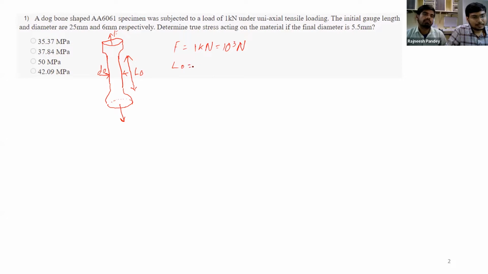L0 is 25 mm and D0 here is 6 mm. We have seen in the lectures that true stress and true strain are related to engineering stress and engineering strain by the relations sigma is equal to S into 1 plus E, where sigma is the true stress, S is the engineering stress, E is the engineering strain. And for true strain, we have epsilon equal to ln 1 plus E.